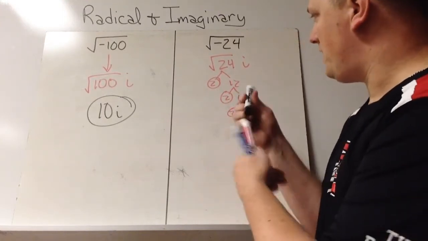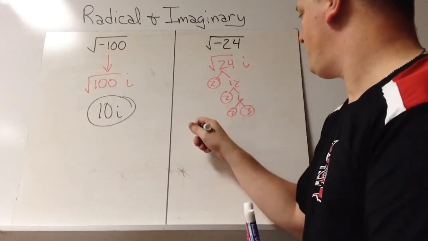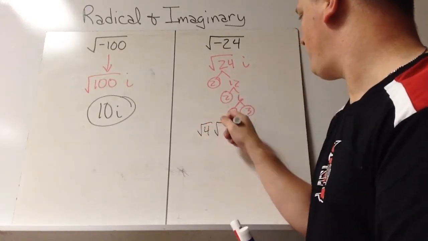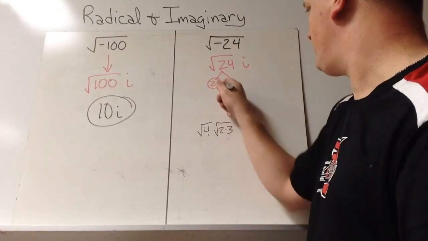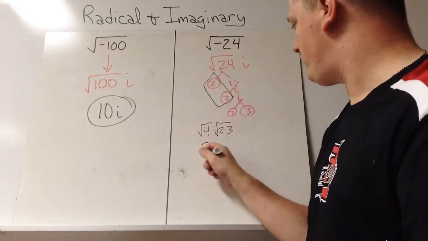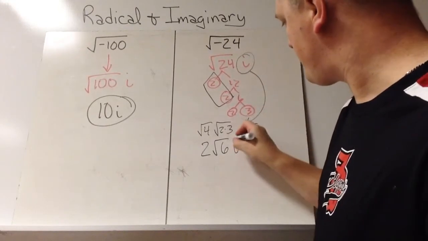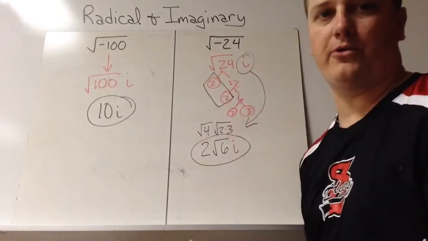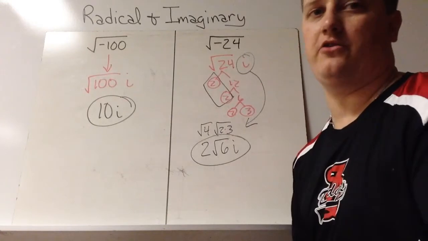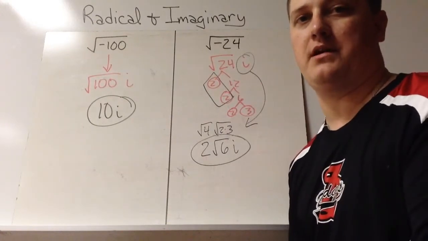Okay, double up. We've got square root 4, square root 2 times 3. It's going to be 2 square root 6. Don't forget your i. 2 square root 6 i. Alright, let's do a little bit more math with imaginary numbers.